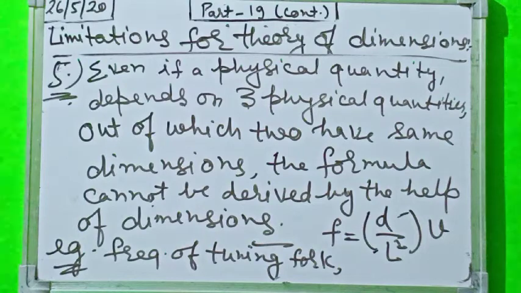So if any physical quantity depends on three physical quantities, out of which two have the same dimension, that formula cannot be derived by the help of dimension, but their dimensional consistency can be checked. Dimensional consistency in each case we can check by the help of dimension, but we can't derive the dimensional formula.